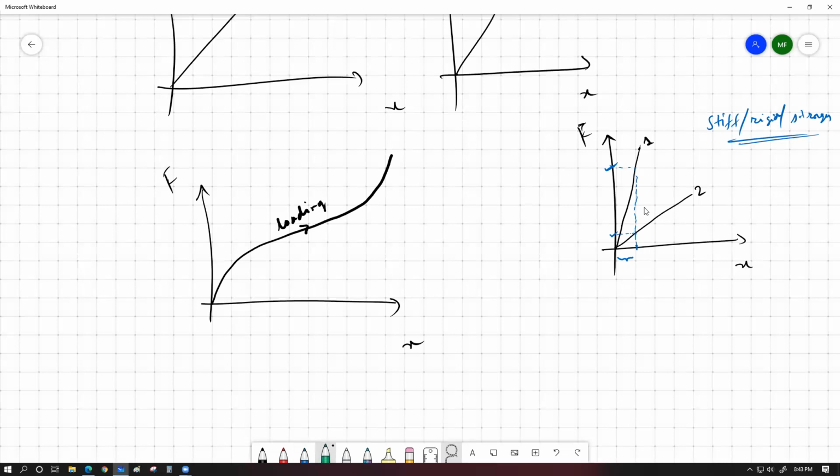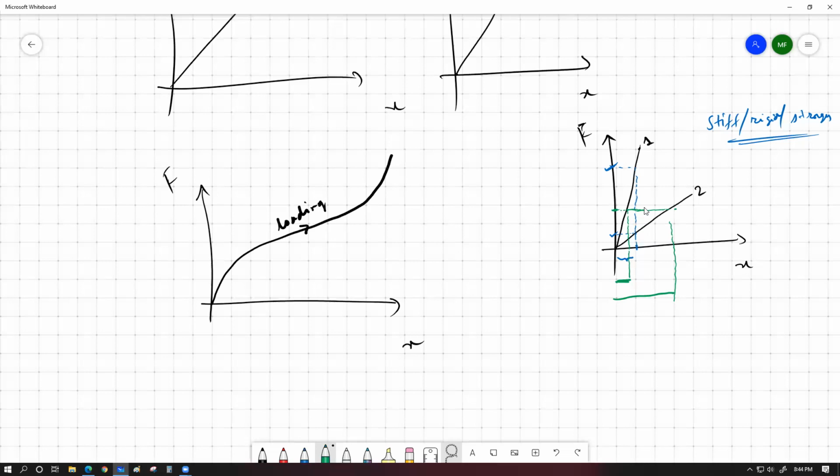But we could also try to explain it by a constant force. So let's say we apply the same amount of force on both the springs, let's say this green amount of force. Spring 1 shows a very small amount of deformation, whereas spring 2 undergoes a very large amount of deformation, which means under the same amount of force, spring 2 shows a bigger deformation, proving it to be a weaker spring, or a less stiff spring.